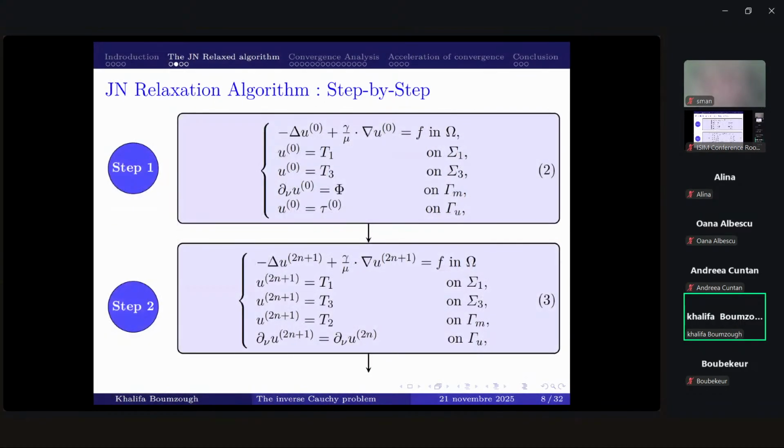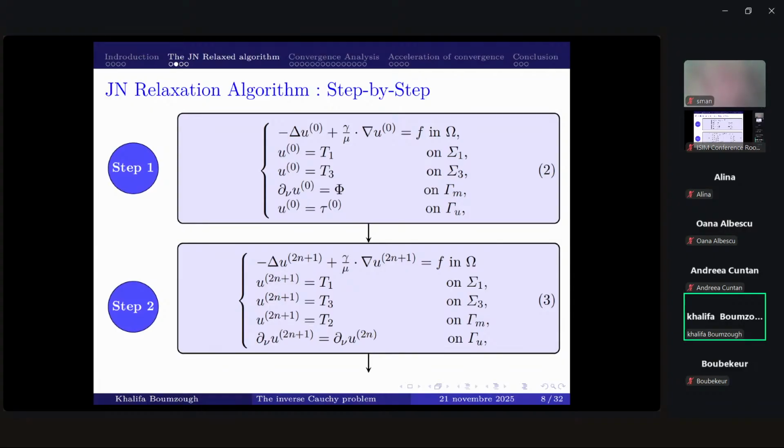In step 1, we have initialization. We begin by initializing the guess to 0 on sigma u. This guess does not need to be accurate because the algorithm converges independently of it. We solve a first well-posed problem. In step 2, for odd iterations, we solve a well-posed boundary value problem with Dirichlet data on sigma 1 and sigma 3, Dirichlet data on sigma m, and Neumann data on sigma u.